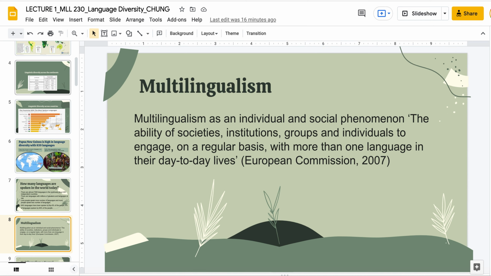And really, one thing that you should get from the course is that multilingualism is a norm. It is more normal for people to be multilingual. To be multilingual means the ability of societies, institutions, groups, and individuals to engage on a regular basis with more than one language in their day-to-day lives. So this means that when people coexist with one another around the world, they're more likely to exchange or interact in more than one language.